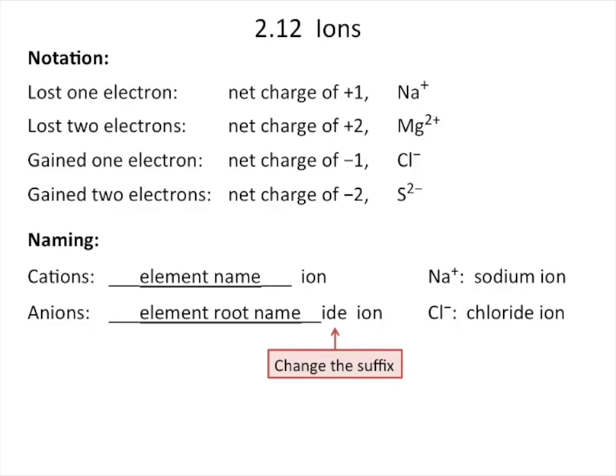Now how do we talk about these things? Okay, cations, when you're naming them, it's pretty simple. You just take the element name, you put a space in there, and you say ion. So this is the sodium ion. That's pretty straightforward. When you're doing an anion, you have to change the suffix. So for chlorine, you take the element root name, which in this case is chlor, and then you put an IDE suffix on it. So chlorine becomes chloride. We do this suffix convention a lot in chemistry, so keep track of it. And that's how you name an anion. You'd say this is the chloride anion.